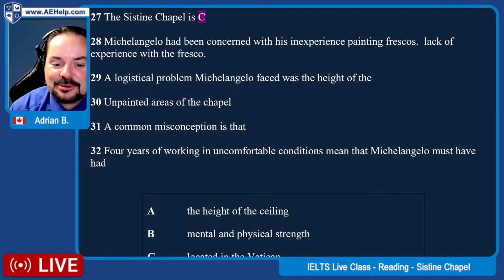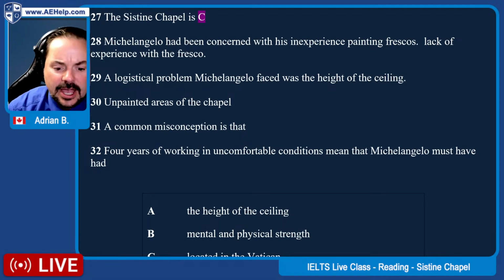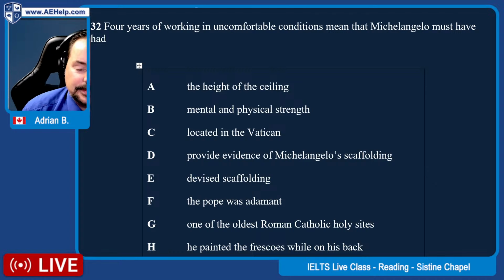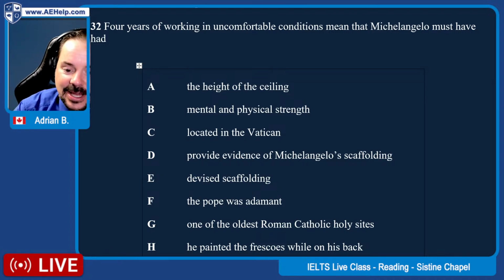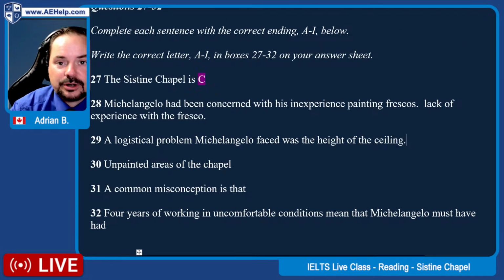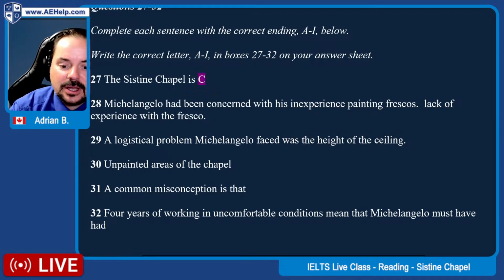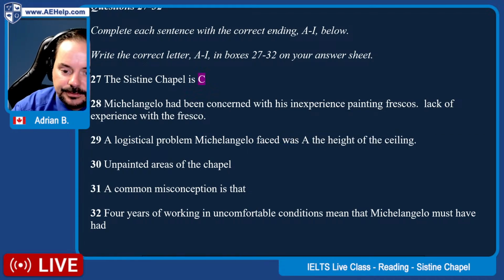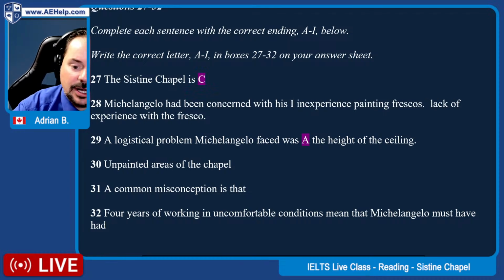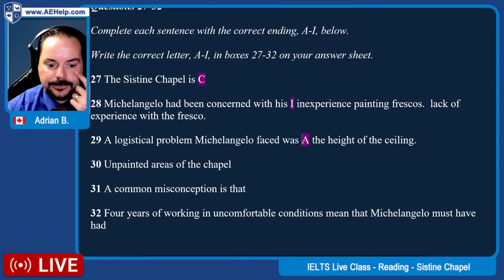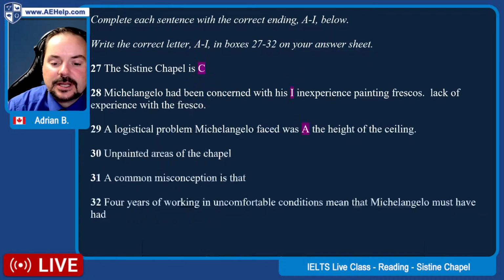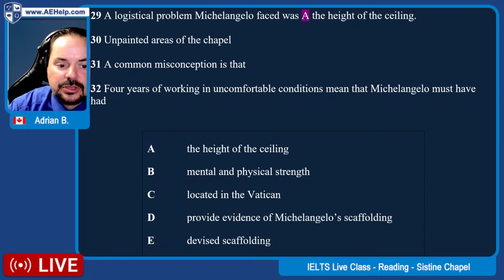Okay, so the logistical problem Michelangelo faced was the height of the ceiling, right? Yeah. Okay, any match there? Option A. Literally, very word for word, right? Yeah, word for word. That's like 1,000% sure. If you have a word for word match to what you're saying, then you're definitely going to get that correct. Okay, so was A the height of the ceiling? Yeah, and this was I. Absolutely. Okay. All right, so let's give everybody a fun chance at home to answer 30, 31, 32.